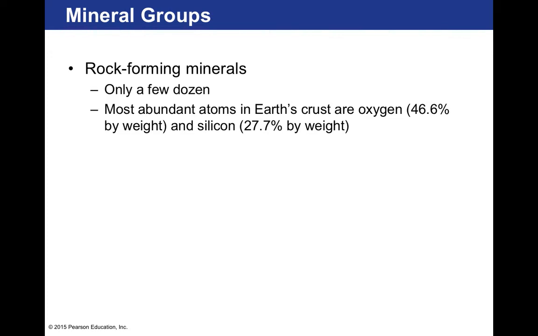All right, the end of chapter 2 talks about different mineral groups. I didn't want to cover that, but I do want to mention a few things about minerals that are commonly found in the Earth's crust. So this is the outermost layer of Earth. Now, there's actually only a few dozen rock-forming minerals, believe it or not. And the most abundant elements in the Earth's crust, if you would believe it, are oxygen, and this is again by weight, and silicon.